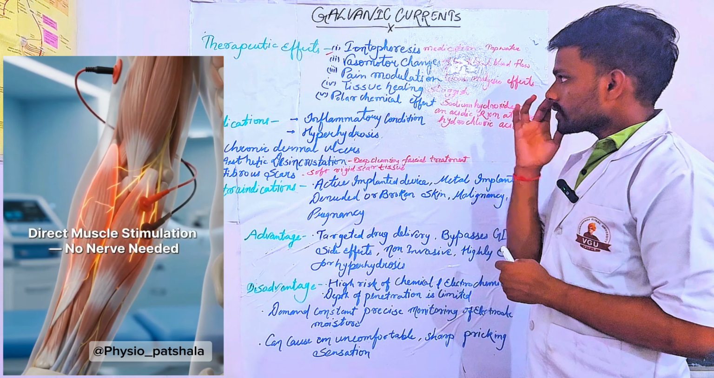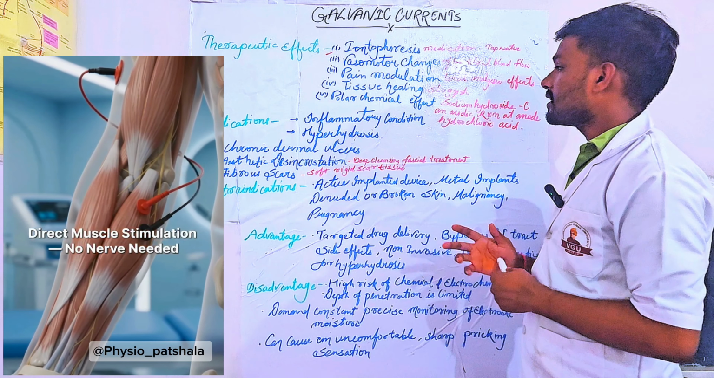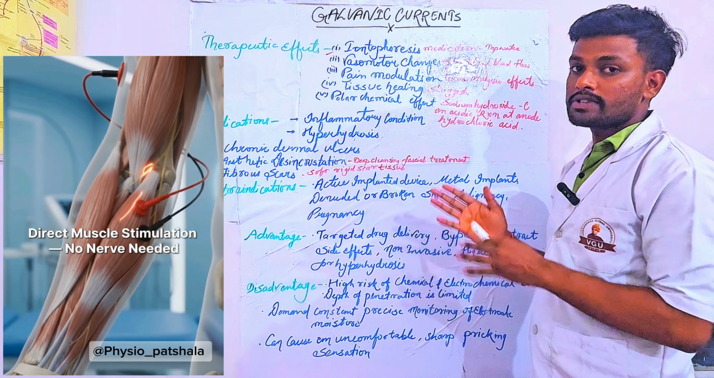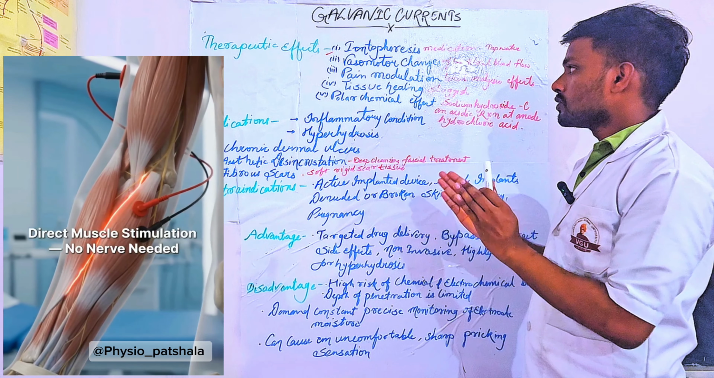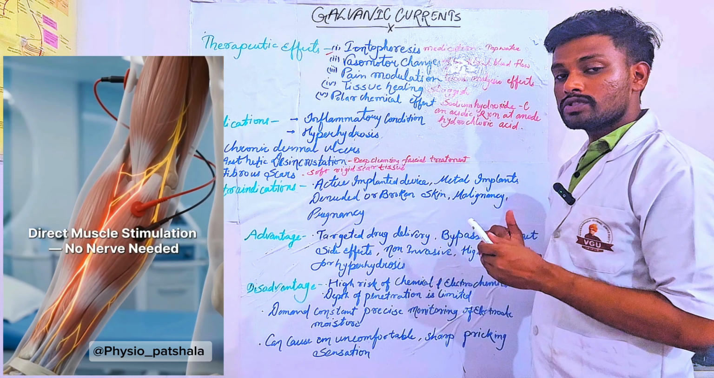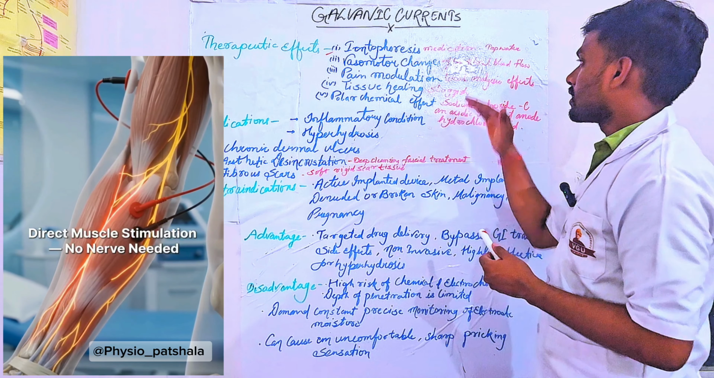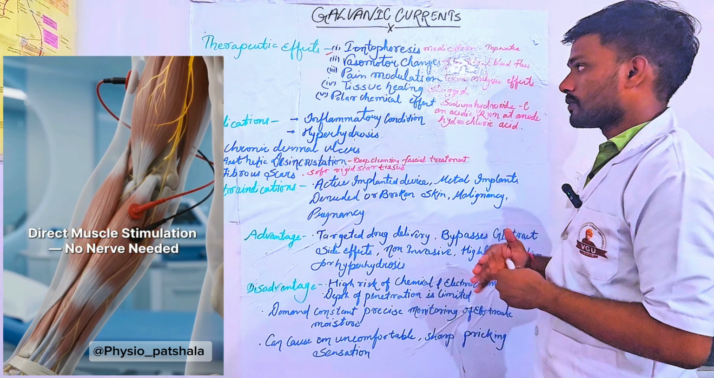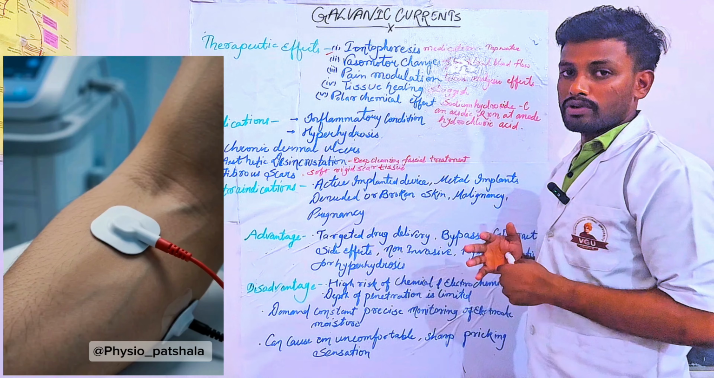Second one is vasomotor changes. What does that mean? It means the vessels are stimulated to dilate, to increase circulatory changes and reduce the chance of hypoxia or ischemia. So it increases the local blood flow. Third one is pain modulation.